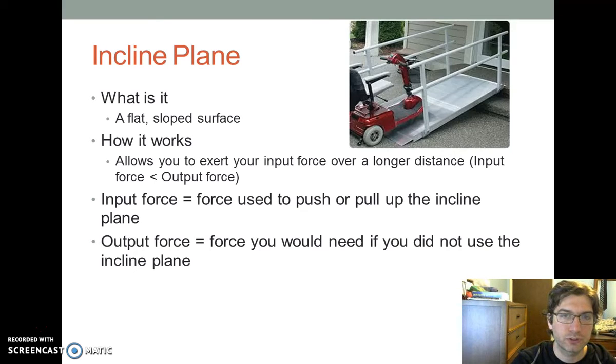So your input force is going to be the force that you need to either push or pull up the inclined plane, while your output force would be the force you need to lift something up without using the machine. So input force is the force used with the machine. Output force you can think of as, if you weren't using the machine, how much force you would apply.